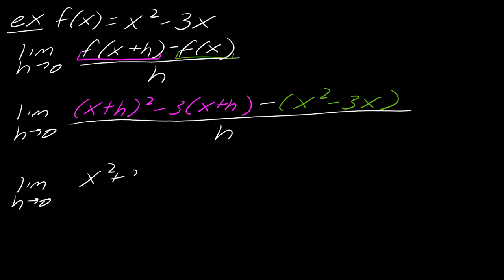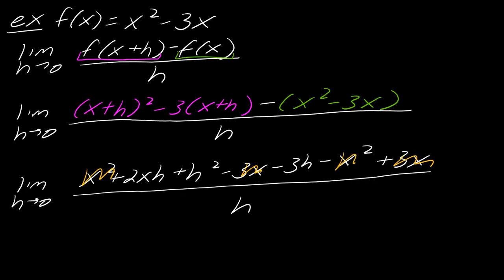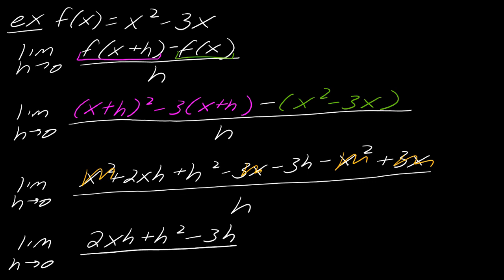So let's see, I get x squared plus 2xh plus h squared minus 3x minus 3h minus x squared plus 3x, all over h. And now I can see that a bunch of stuff will cancel out. So let's see, my 3x's cancel, my x squareds cancel. And so notice how I'm keeping my limit notation consistent because I haven't evaluated the limit yet, right? I'm just simplifying. So what's left over, I've got this 2xh plus h squared minus 3h divided by h.